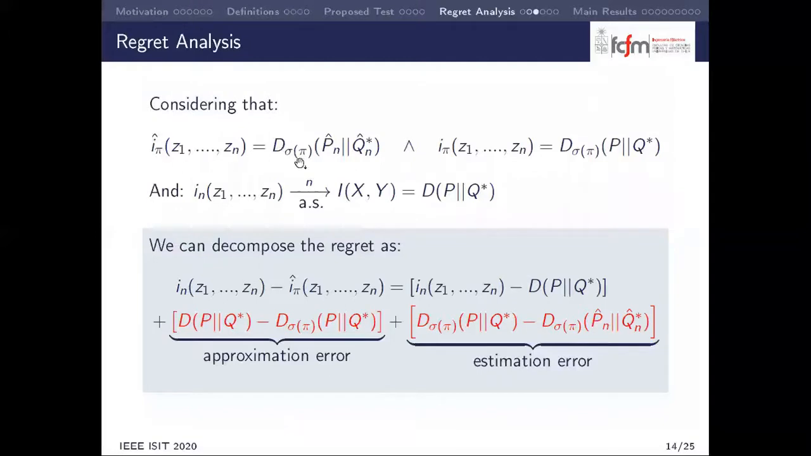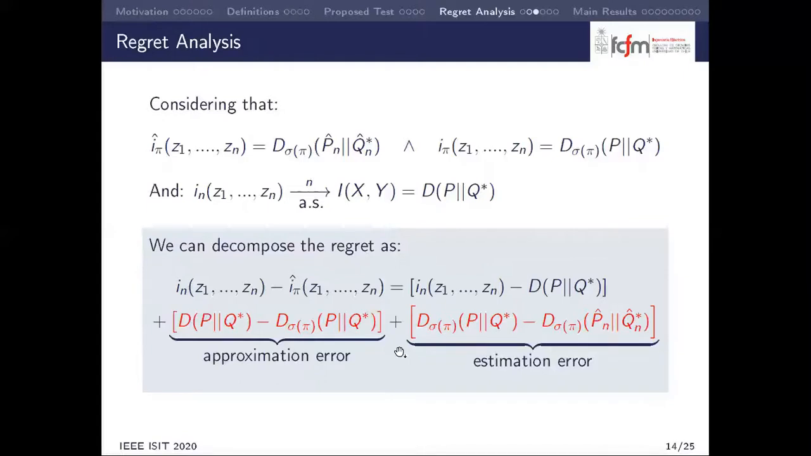Now, considering this, we have clear relationships between our statistics and terms of information. In this case, they are the empirical version of the divergence, the quantized version, and the divergence itself. And note that the true likelihood statistic converges almost surely to this divergence, which is the mutual information between X and Y. So we can decompose the regret as these three addends.